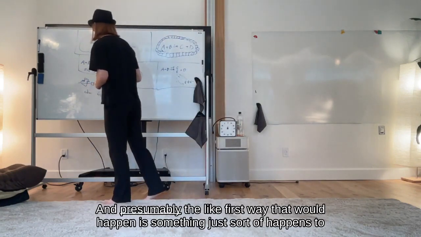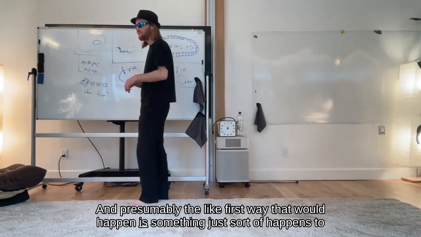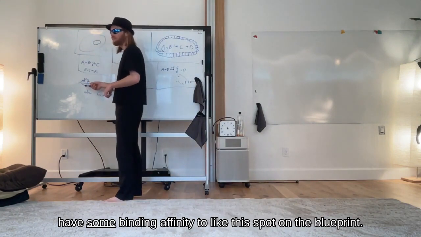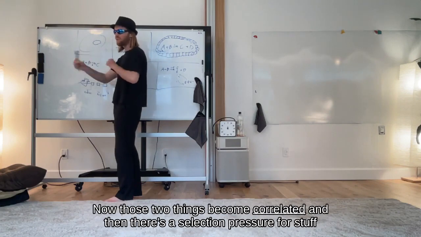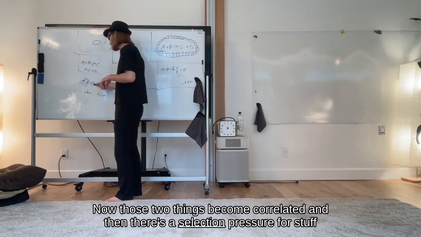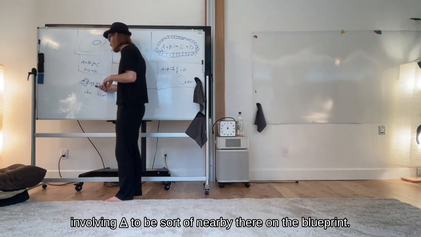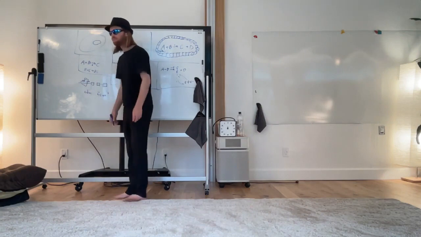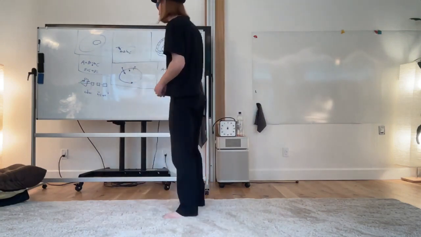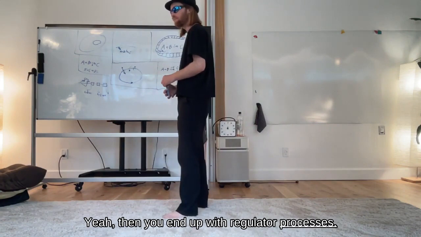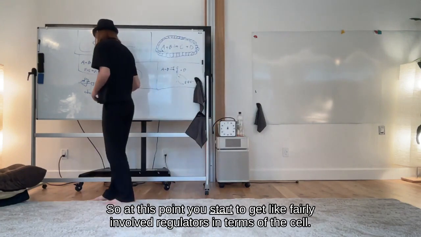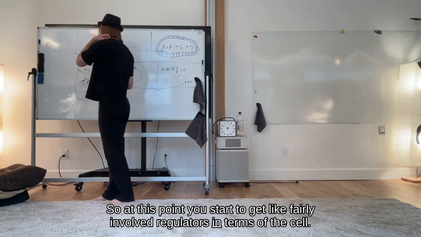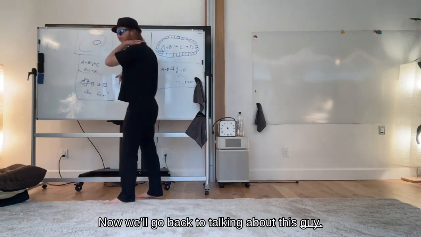And presumably the first way that would happen is something just happens to have some binding affinity to this spot on the blueprint. It also happens to have some binding affinity to A. Now those two things become correlated, and then there's selection pressure for stuff involving A to be nearby there on the blueprint. Then you end up with regulator processes. So at this point, you start to get fairly involved regulators internal to the cell. Now we'll go back to talking about this guy.